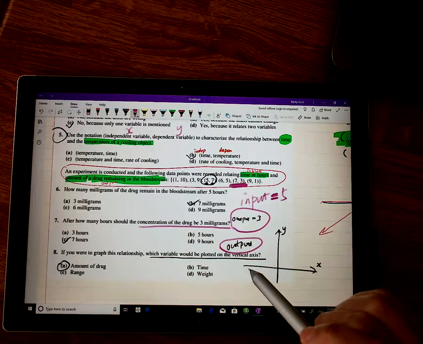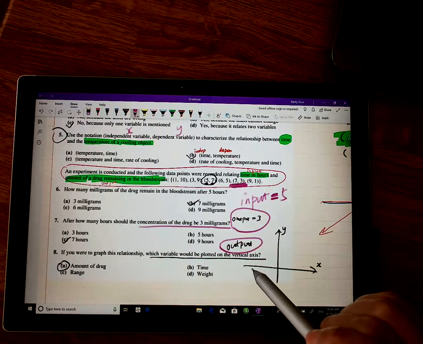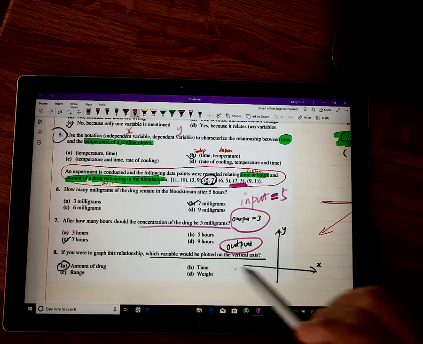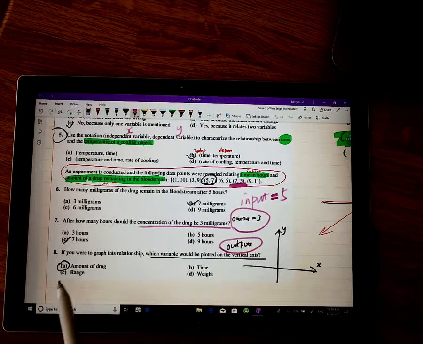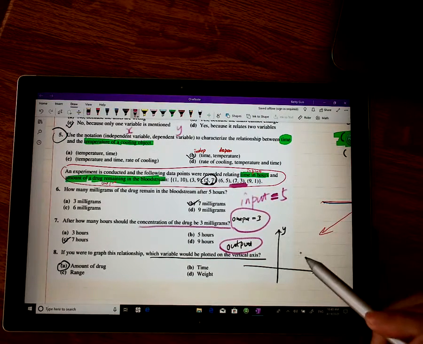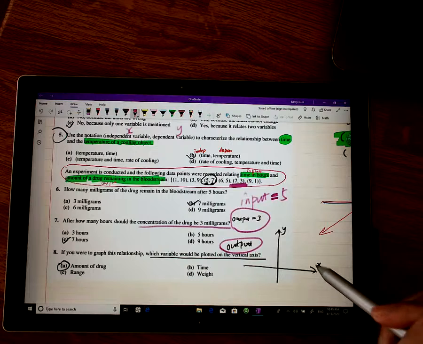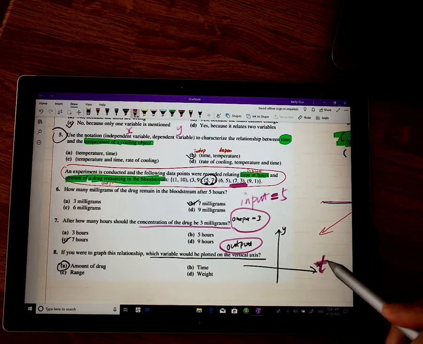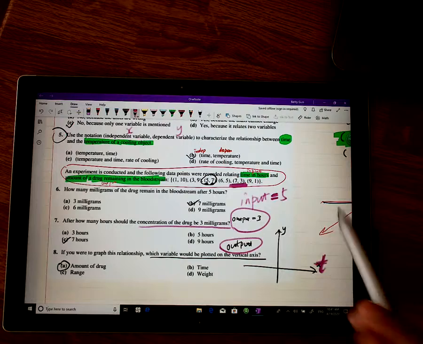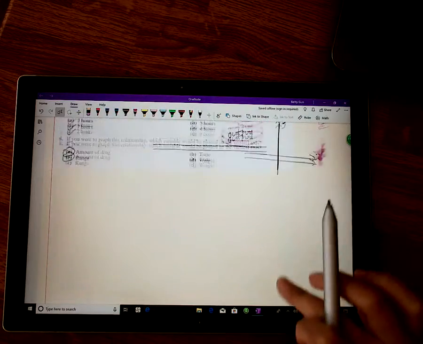And we're going to plot the values for the independent variable on the baseline. So we should choose amount of drugs. All right, that's always like that. Actually, the graph with the baseline as time is called a time series. Yeah, we actually talked about time series before, right? So this is number 8.